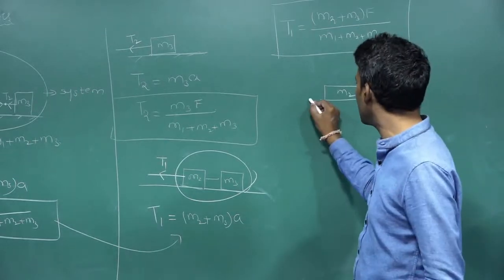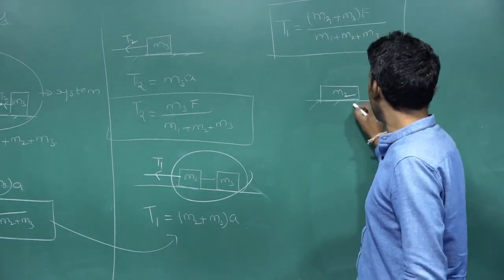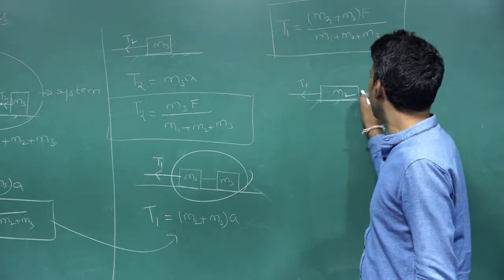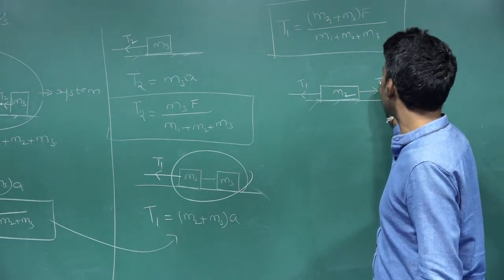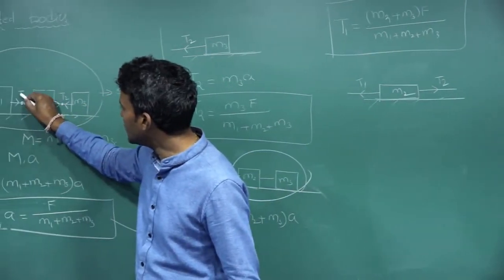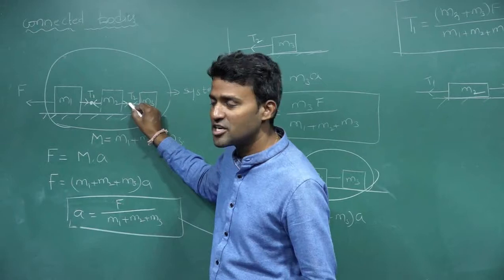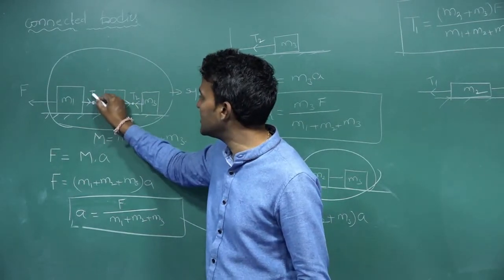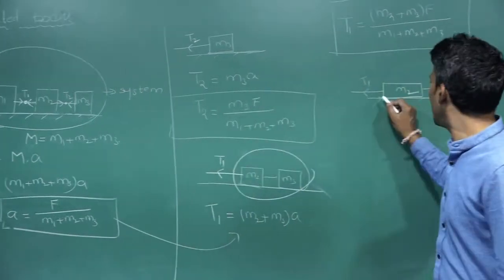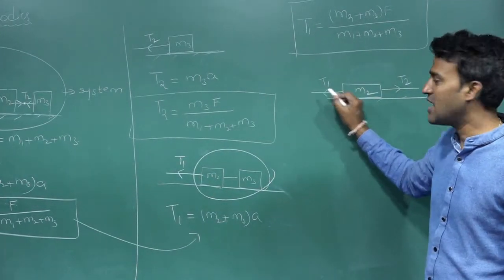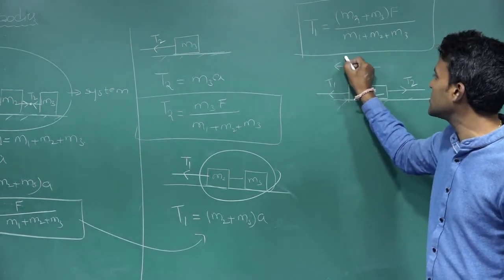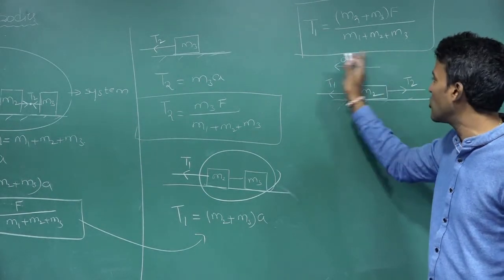For example, if M2 is taken as a single body, a system of only M2, take its free body diagram. See here, on one end it is connected to tensional force T1 and on the other end to tensional force T2. In the diagram, M2 has T1 on one side and T2 on the other side, and it is accelerating along this direction.